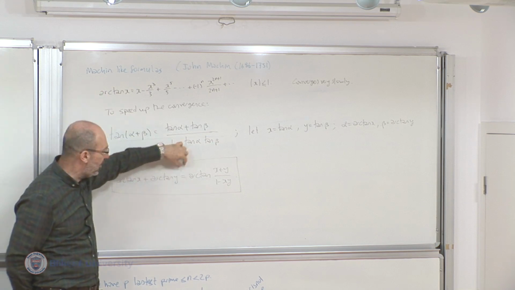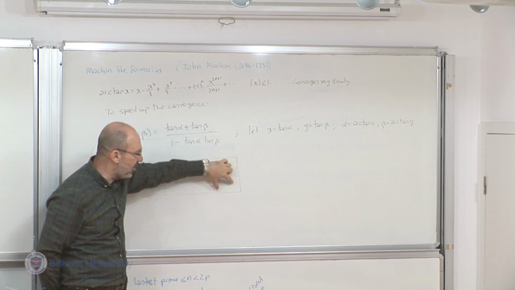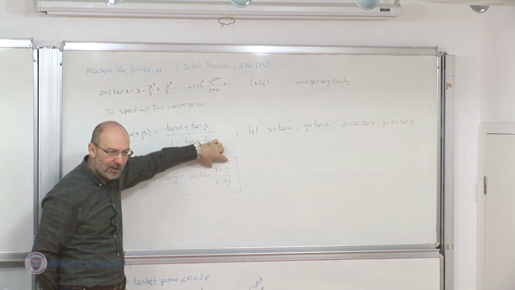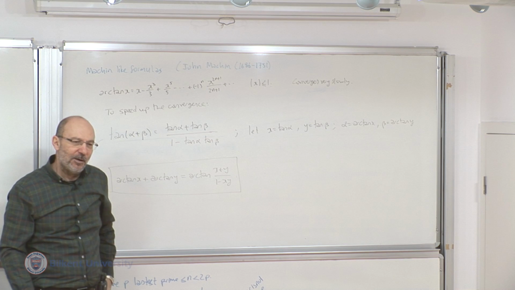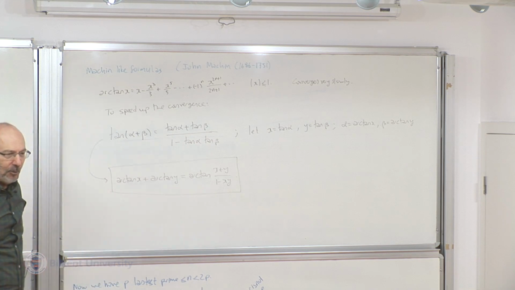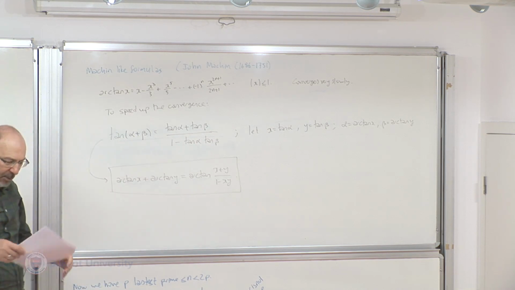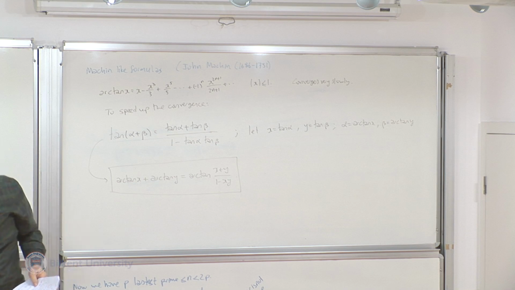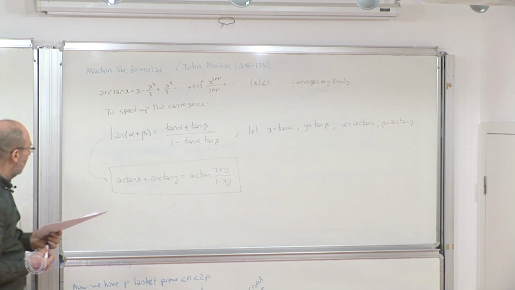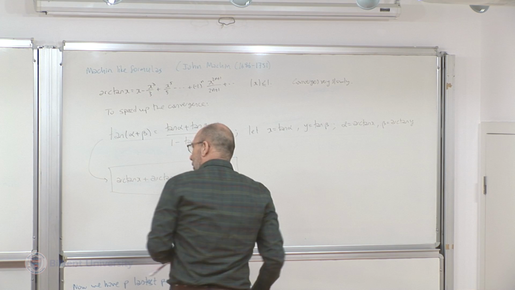But now the trick is I must recognize this angle. Okay, so that's what Machine did. He sat down and tried lots of numbers, and he came up with some numbers. And I'll show you some of the numbers he found.